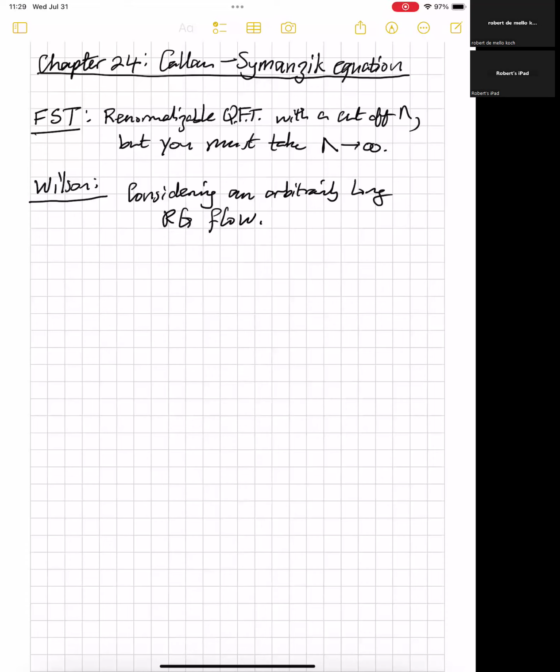So we must have started close to some fixed point in the ultraviolet. And typically you'd assume that you started close to the free field fixed point. So let's just imagine, let's just say we started close to the free field fixed point, and then we flowed.